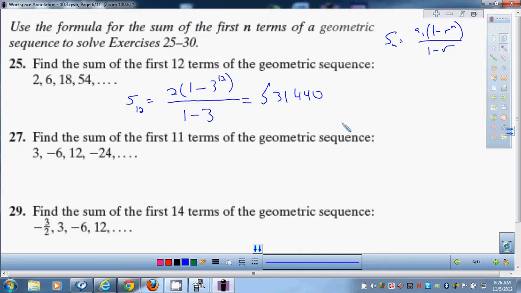Probably the hardest part is just finding out what your R value is. But as long as you remember that you can take any term and divide it by the previous term, like some people are so obsessed with making it the first terms. Well, sometimes dividing the first two terms isn't the easiest way to go. So just look for two easy terms to divide. 12 divided by negative 6, negative 2. Bam, there's your R value. Try number 27. Try 27.